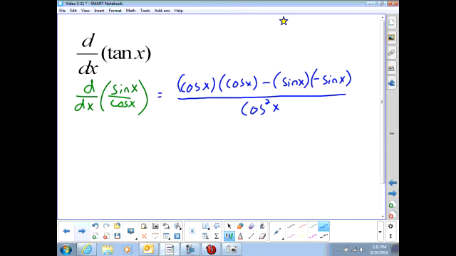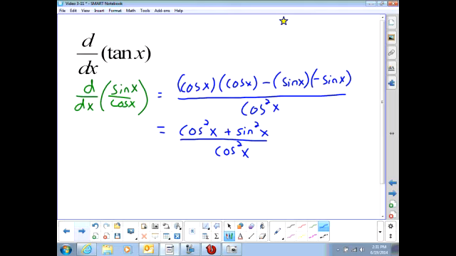Now this we're going to neaten up. Cos times cos will give us cos squared x. Minus sine x times another minus sine x will give us a plus sine squared x, because a minus times a minus is a plus. All over cos squared x.